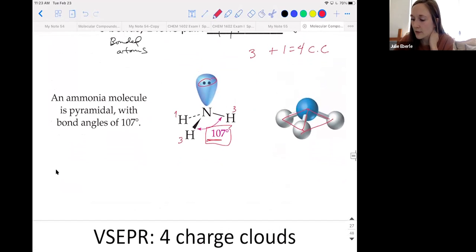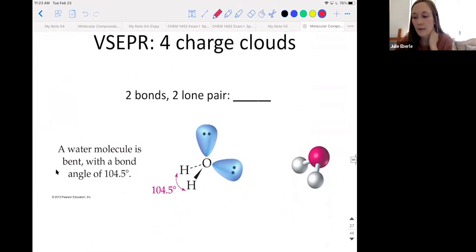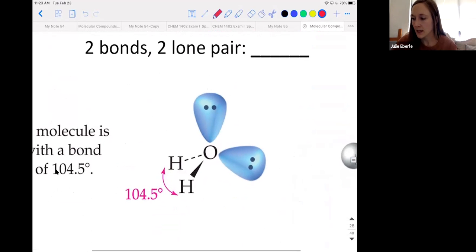Okay, last way to get 4 charged clouds. 2 bonds and 2 lone pairs. Okay, water molecule is a perfect example here. The oxygen is the central atom. So that's the one we're trying to name the geometry for.